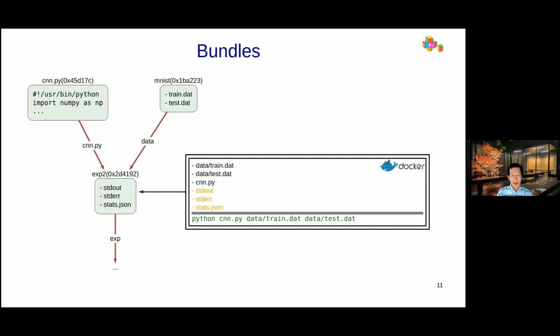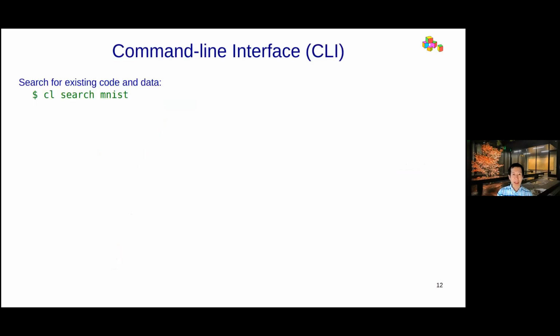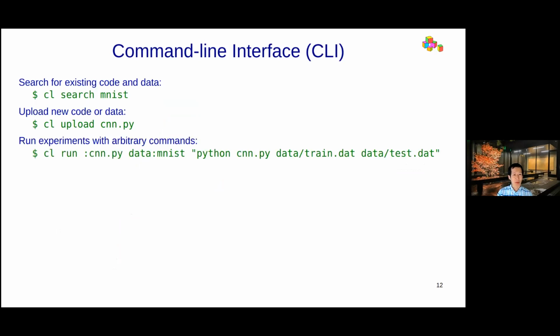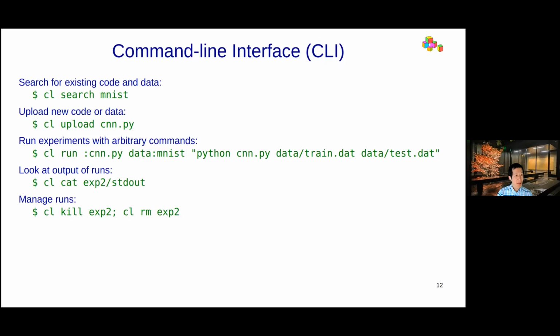So how do you actually interact with the system? We have a command line interface, a CLI, which, just to give you a flavor of what types of things you can do with the system, lets you search existing bundles, code, or data. You can upload new code or data. You can run experiments. I'll show more of this in a bit using CLRun. You can look at the output of runs, CLCat. You can manage runs, so bundles could be running and you can kill them before they're done.